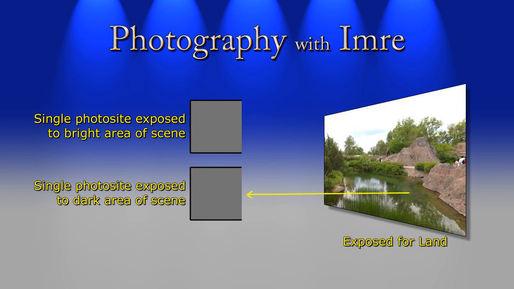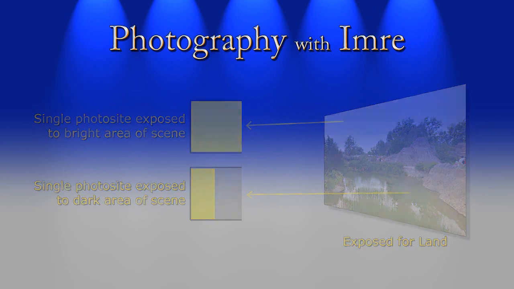Now if we expose for the land, then the shutter will stay open longer to allow more light through to the sensor. But as you can see in this case, the photosite that happens to capture a bright portion of the image becomes saturated with light, filling completely, whereas a photosite corresponding to the darker area now fills to just about the right level. So here we get a very bright and almost completely white sky.